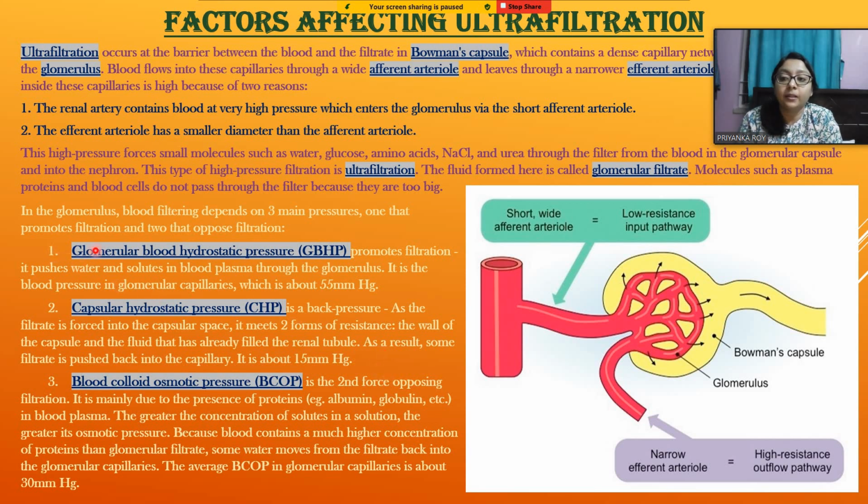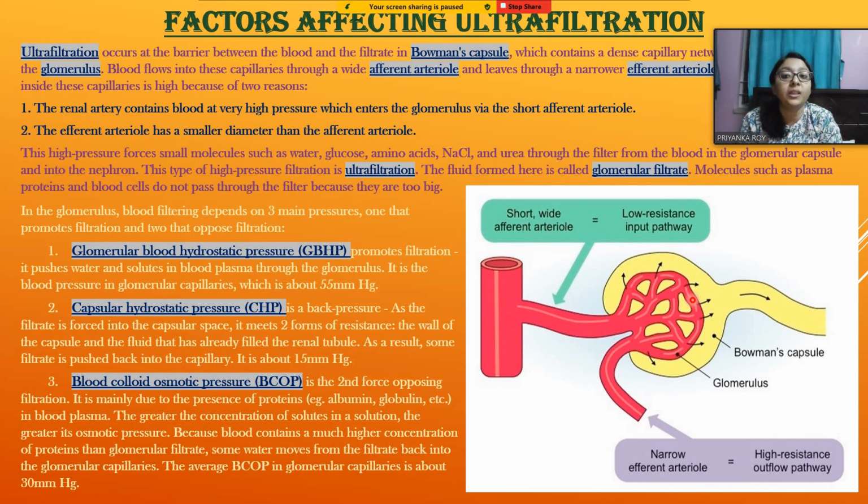So in the glomerulus, three main pressures are acting upon this filtrate. One is the glomerular blood hydrostatic pressure that promotes filtration, that is, favoring the filtration. It pushes water and solutes in blood plasma through the glomerulus. This is the blood pressure in the glomerular capillaries. It is around 55 mmHg. Next is the capsular hydrostatic pressure. There is a back pressure.